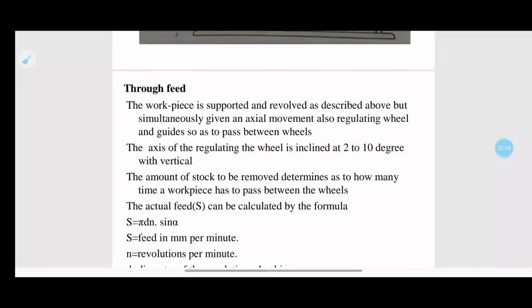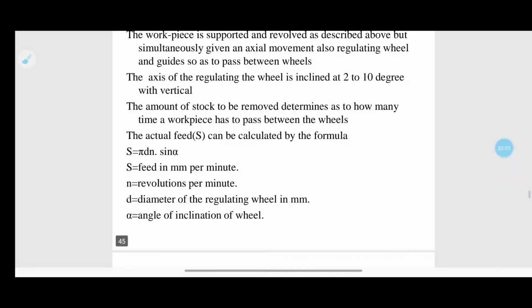Okay. Next one is the through feed. The workpiece is supported and revolved as described above, but simultaneously given an axial movement also by the regulating wheel and guides, so as to pass between the wheels. The axis of the regulating wheel is inclined at 2 to 10 degrees with the vertical. The amount of stock to be removed determines how many times a workpiece has to pass between the wheels.